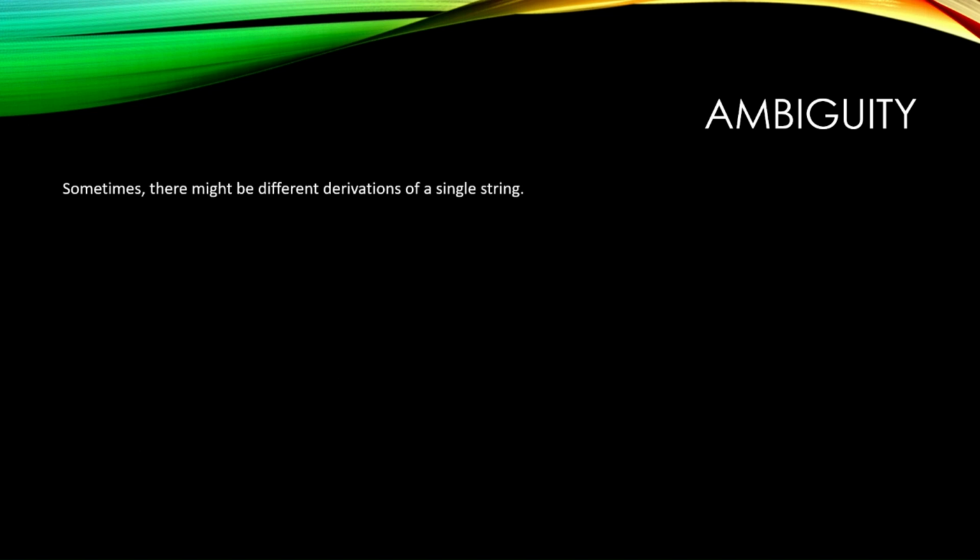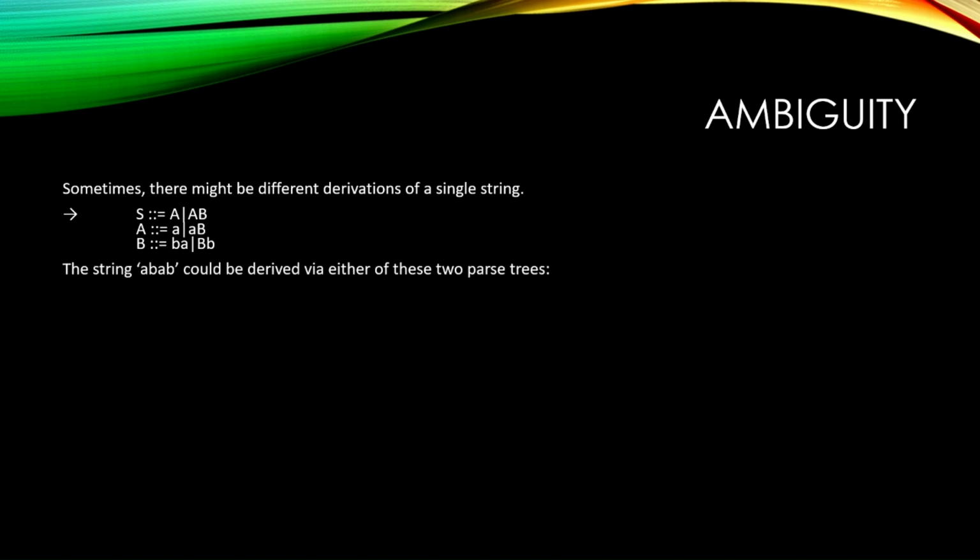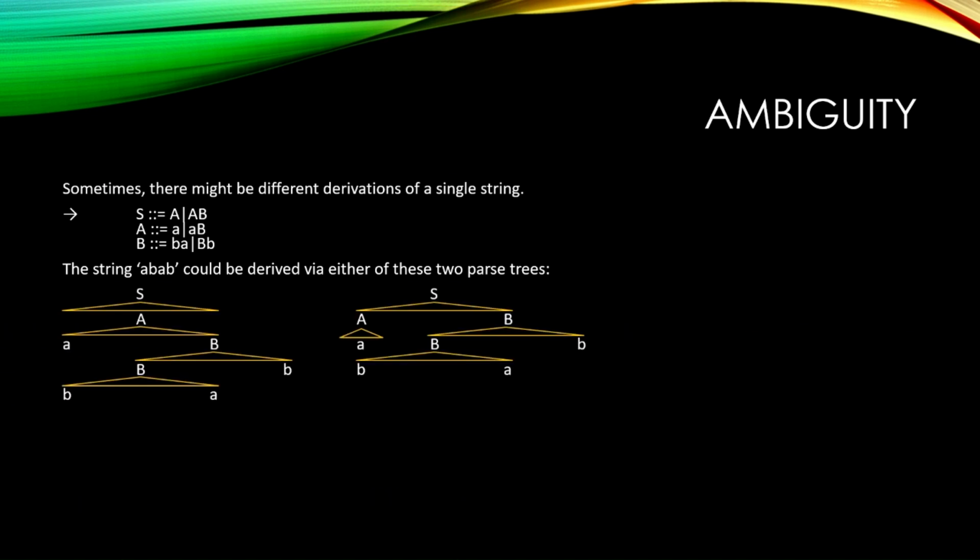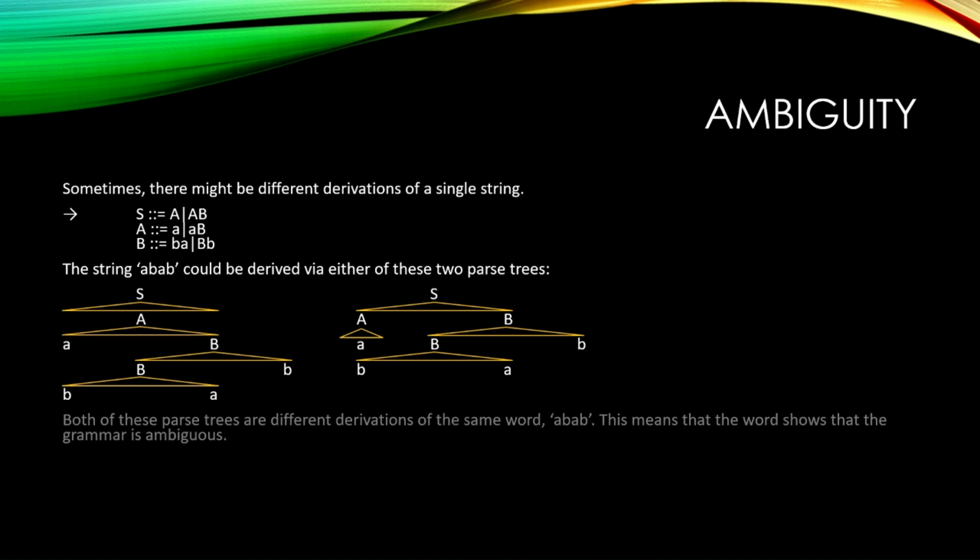Ambiguity. Sometimes there might be multiple derivations of a single string. So let's take this context-free grammar. The string ABAB could be derived via either of these two. So S could expand to variable A, which goes to terminal A variable B, etc. Or S could expand into variable A and variable B, which could have their own sub-parse trees, if you like. So both of these parse trees are different derivations of the same word, ABAB.